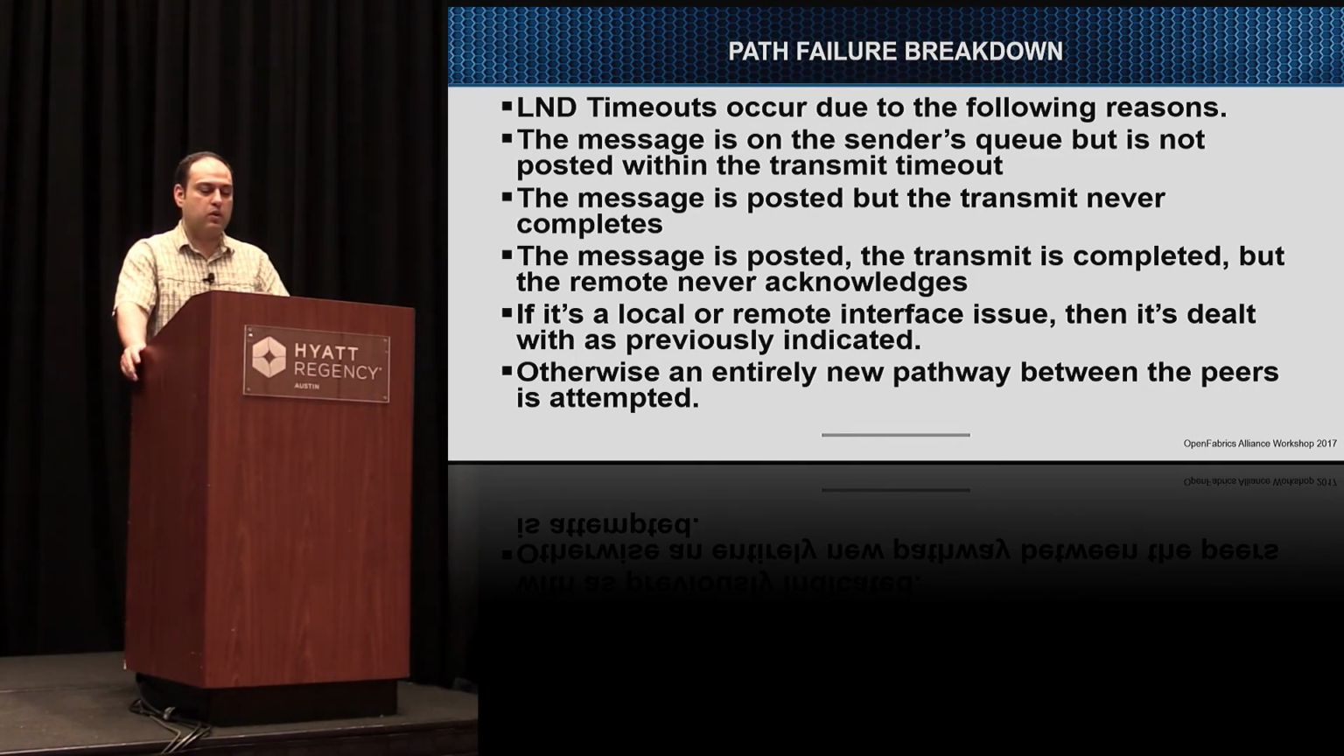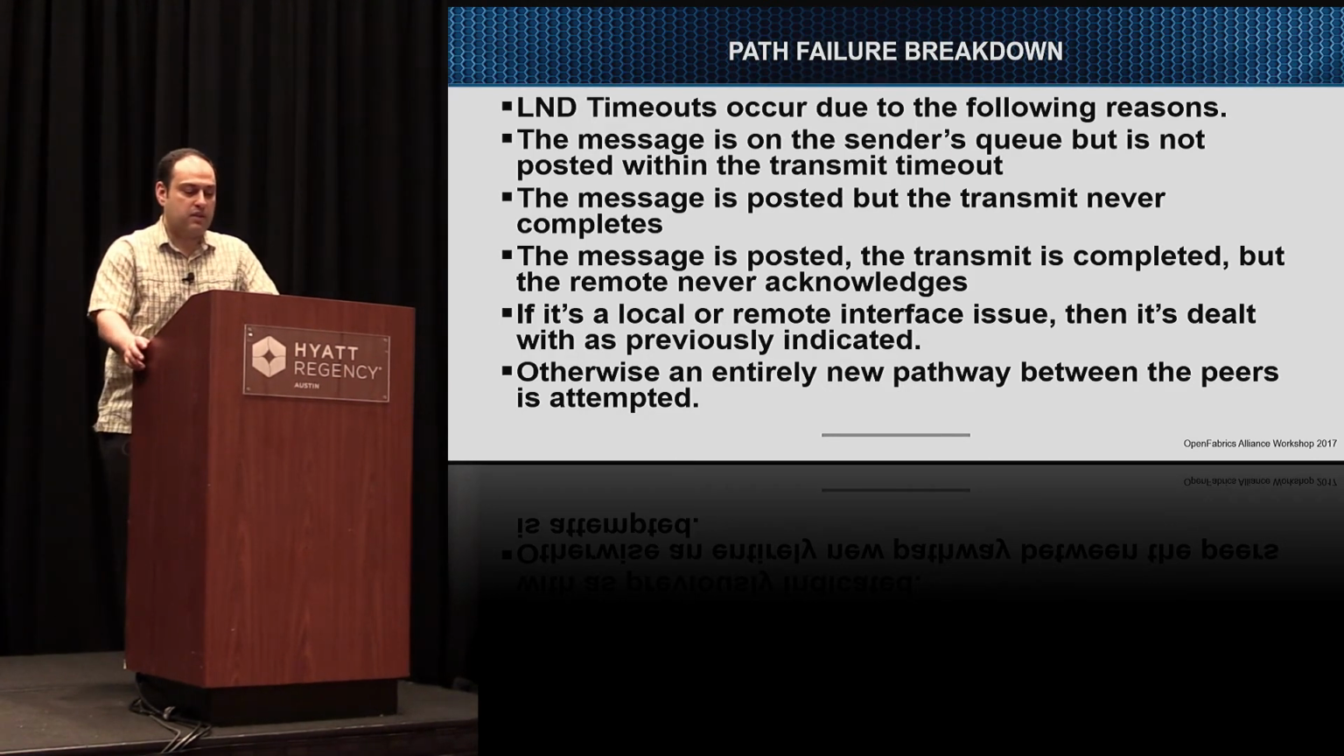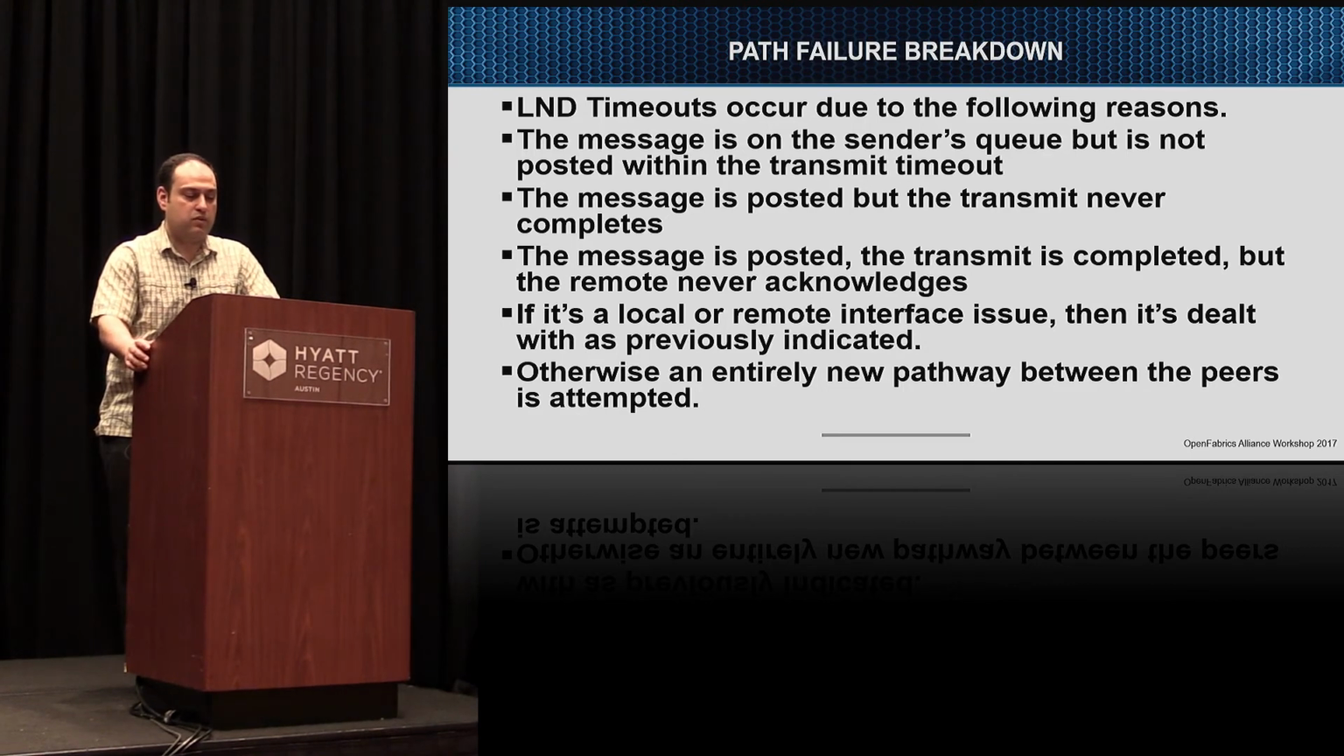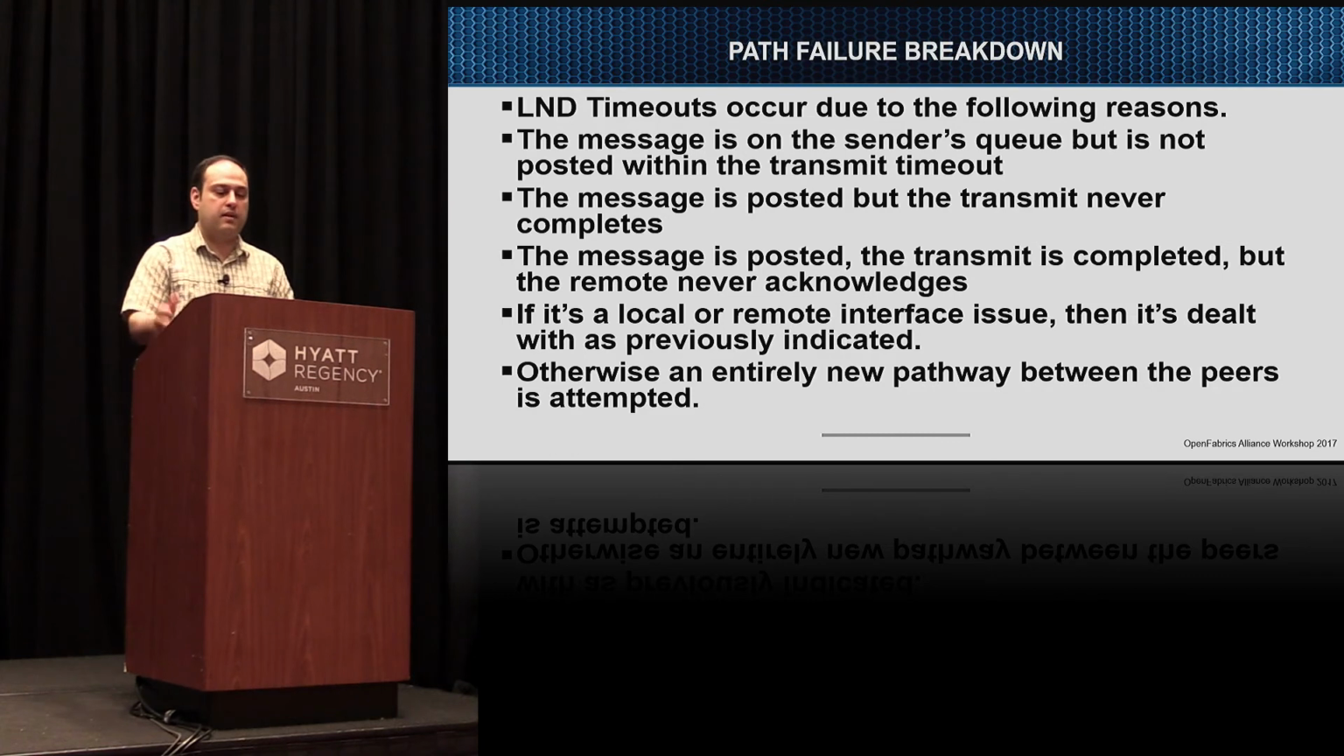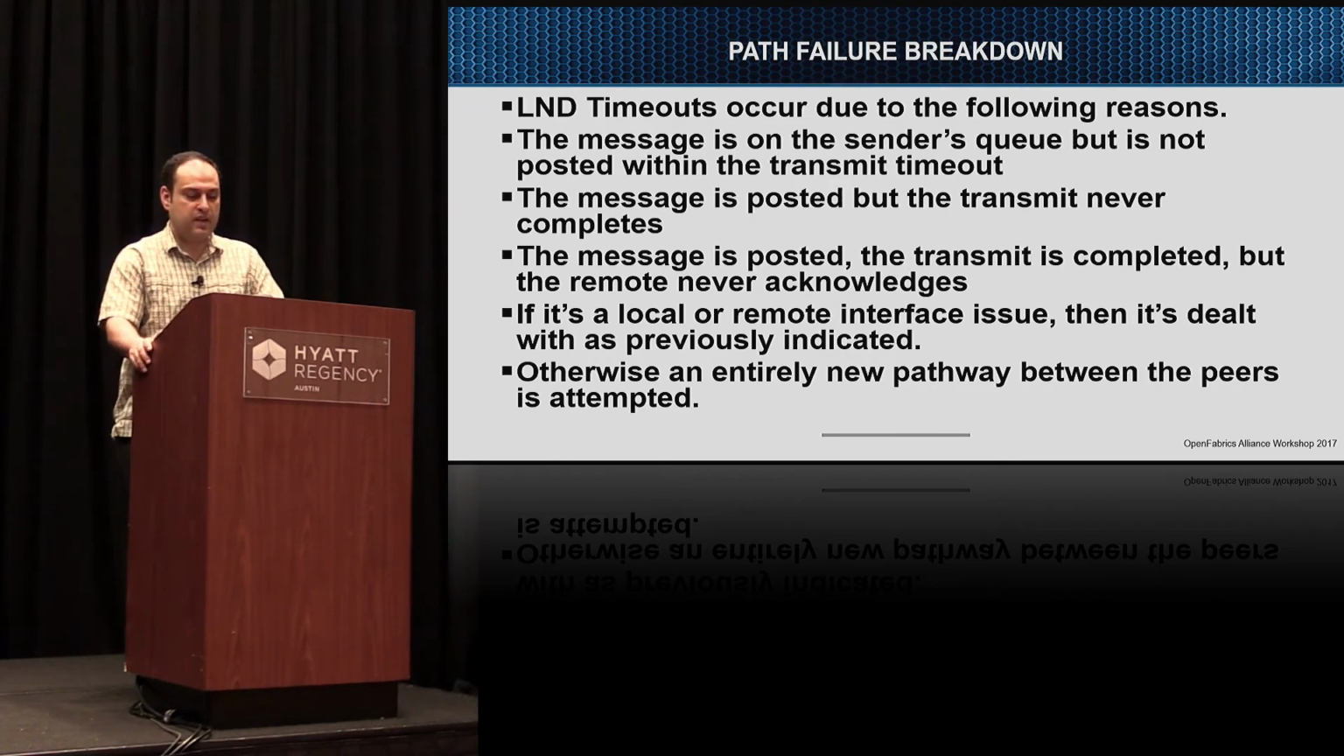In the case of local or remote interface issues, we deal with it as I mentioned before: we either pick a different remote interface or a different local interface. For the case of the path failure, where we don't know exactly where the problem is, we'll just pick an entirely new pair of interfaces, a new local interface and a new remote interface. And we'll keep doing that until the path timeout, the peer timeout, expires.